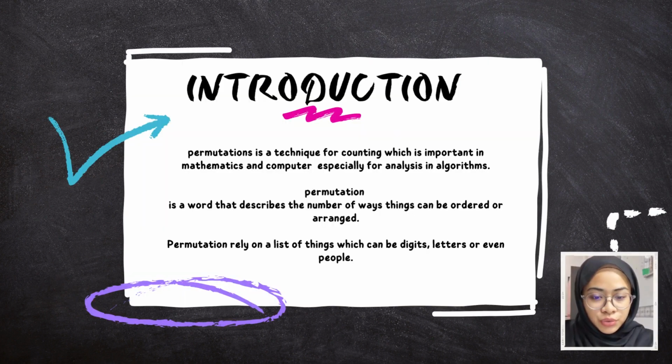Permutation is referred to as a mathematical calculation of the number of ways a particular set can be arranged. Permutation is also a counting technique which is important in mathematics and computing, especially for the analysis of algorithms. In simple words, permutation describes the number of ways things can be ordered or arranged. The order of arrangement matters in permutation. Permutation also relies on a list of things which can be digits, letters or even people.